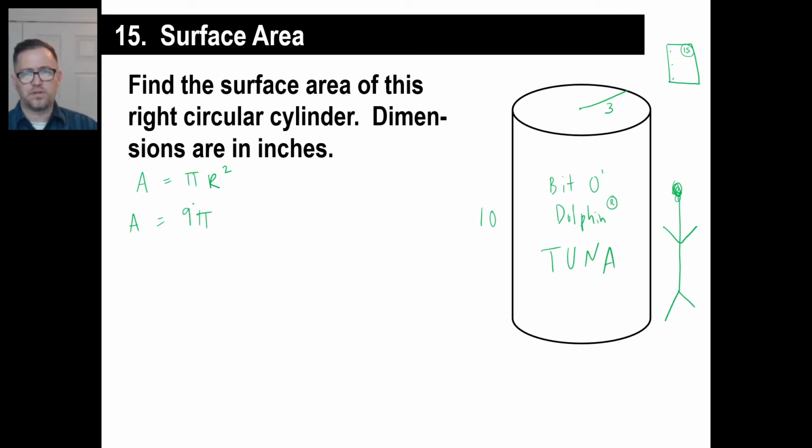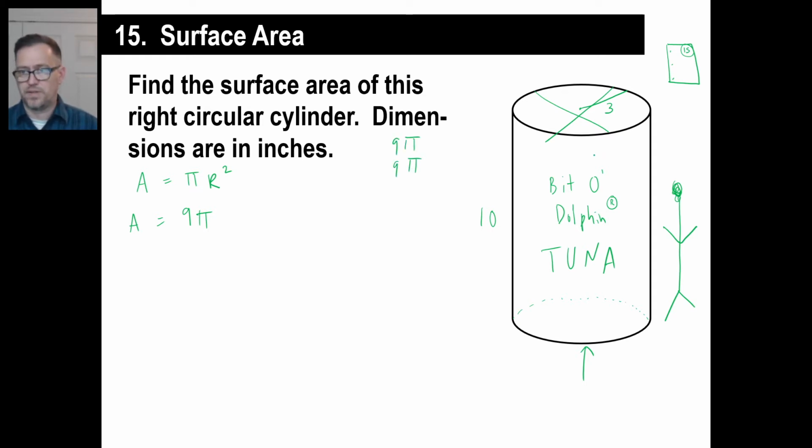We'll hold on to it. We'll just leave it at pi right now. Well, if this is 9 pi, then if you find the surface area of the bottom as well underneath there, that's also going to be 9 pi, right? So we have 9 pi here and we have 9 pi there so far.